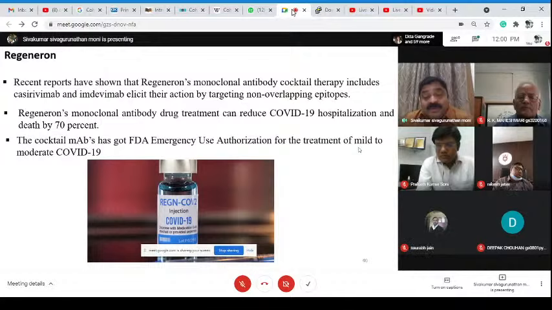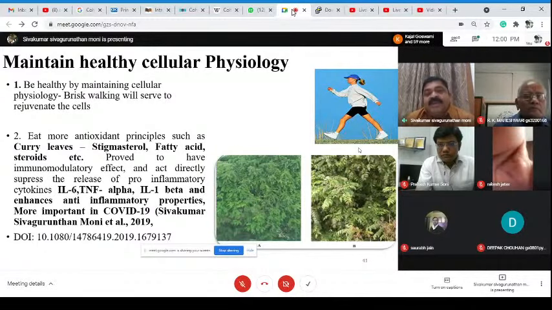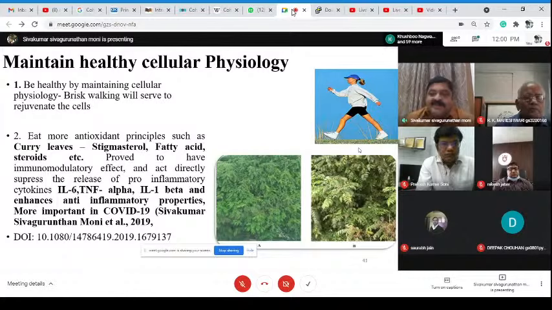Prevention is also due to lifestyle modifications and lifestyle practices. We have to maintain our immune system perfectly. That is the only trustable way, we can say. So be healthy to maintain healthy cellular physiology and a healthy immune system. For maintaining healthy cellular physiology, a brisk walk is essential, because many reports show a brisk walk is essential to rejuvenate the cells, and makes them more potent against various infectious agents.